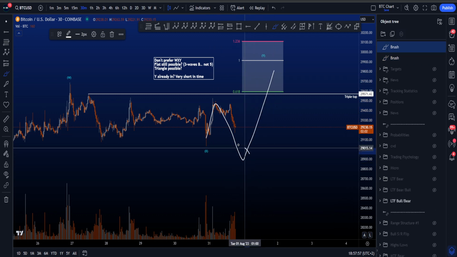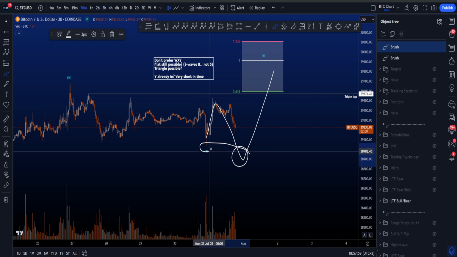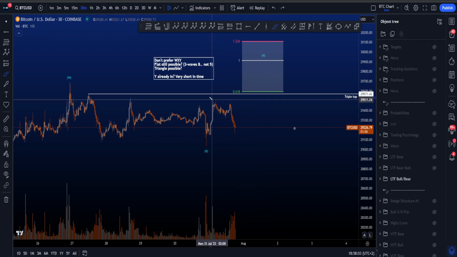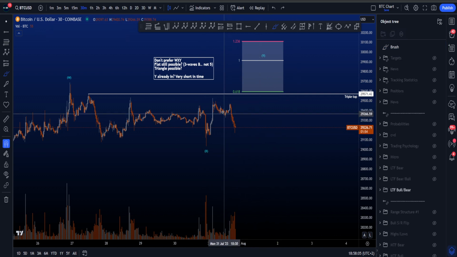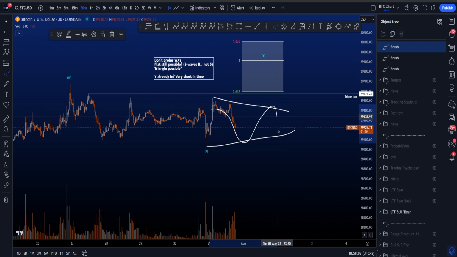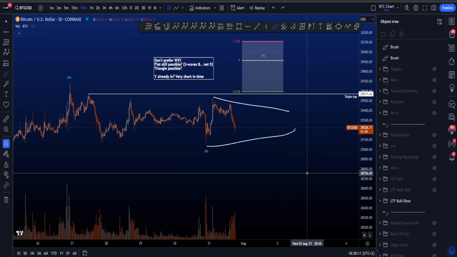where the most common flat is an expanding flat, where the low of B takes the origin of wave A and then an A, B, and then a wave C, or a potential triangle, where then over here we are looking for something like this, after which you then expect eventually continuation to the downside.